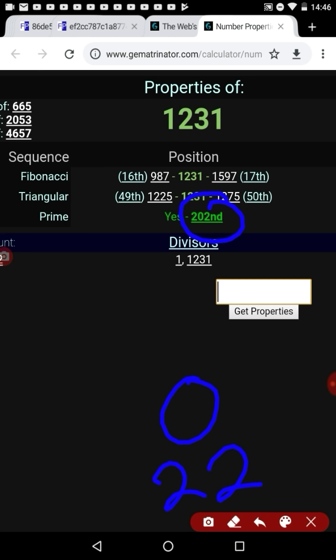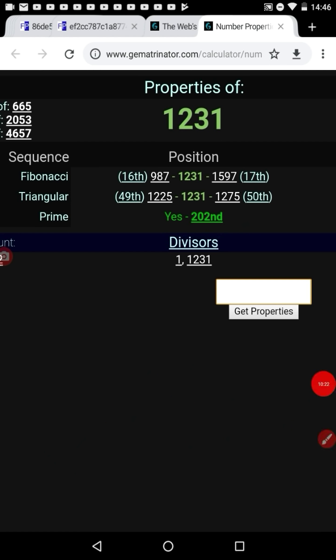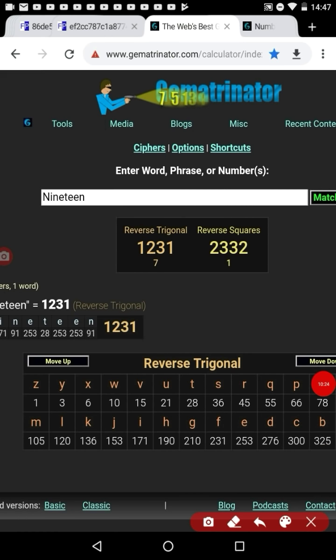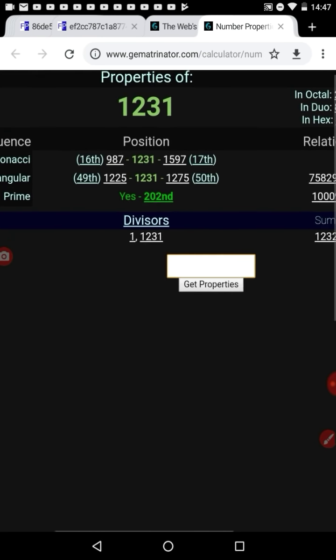202nd prime. 2:02 PM becomes 1402. So you got a Valentine's connection. 2:02 p.m., 1402. And that's 19 in reverse trigonal. 1231, 202nd prime.